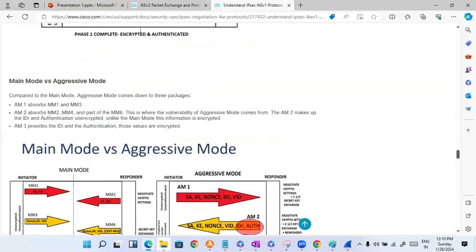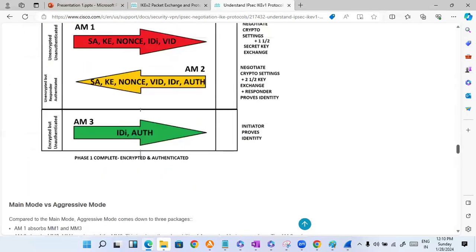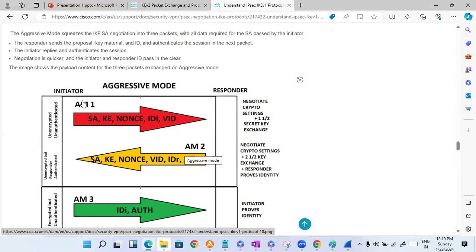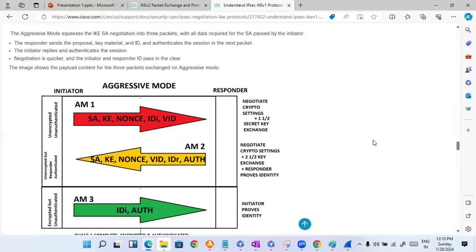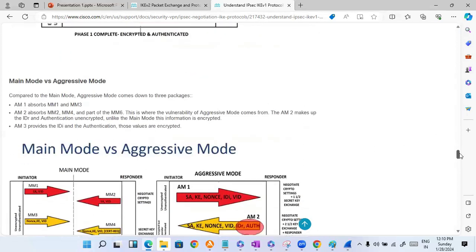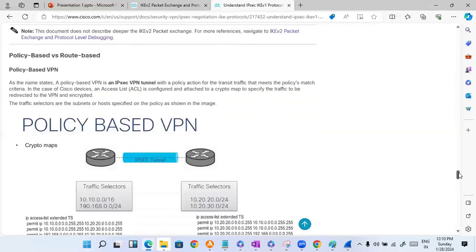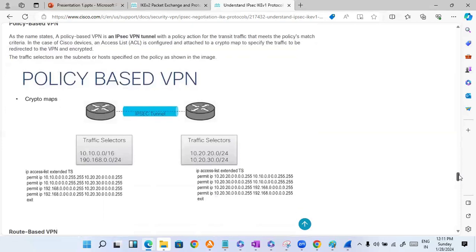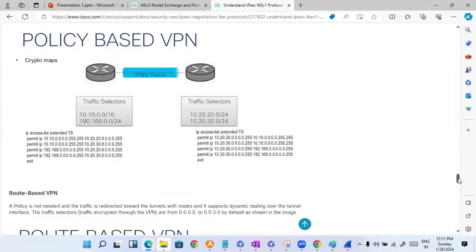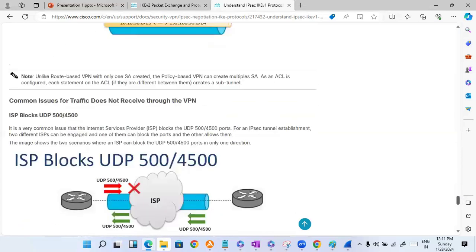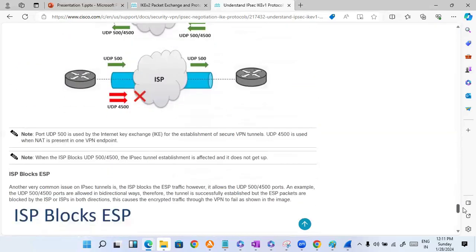So now you have an idea of phase 2. The same thing we do for phase 1, we do for phase 2 in quick mode or aggressive mode. Once phase 1 is formed, similarly we form phase 2. The values will be the same, and the difference is that we use a different protocol for packet encryption, either ESP or authentication. I took the details from here. If you want to look at this, you can.